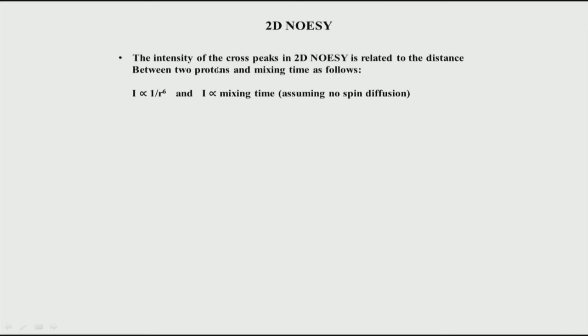So, as I said in the last slide, the intensity of the cross peaks in 2D NOESY is related to the distance between two protons as well as the mixing time. We will see the effect of mixing time a little bit later. Let us look at how the distance between protons varies with intensity.